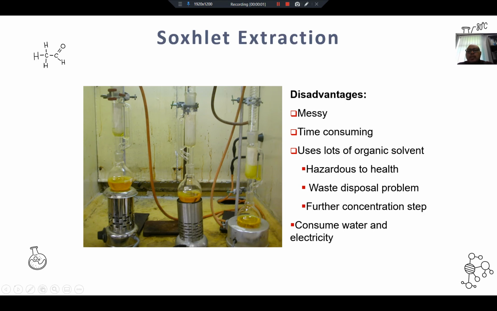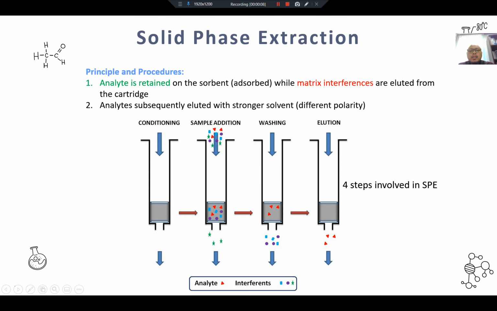Okay, now let's focus on the next extraction method, the conventional extraction method, which is the solid phase extraction method. Here is the principle and procedure. The analyte is retained on the sorbent, here is the solvent, the grey area is the solvent, while matrix interference is eluted from the cartridge. We use this cartridge, we call this thing the cartridge, and here is the solvent.